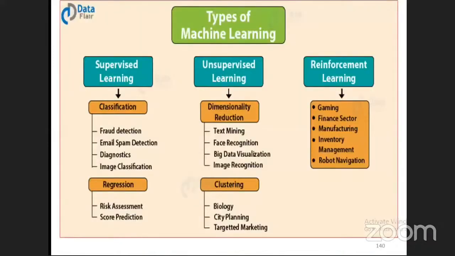Understood, all of you? Types of machine learning we are discussing. Supervised learning: what are the techniques? Classification, regression. In classification, we are using fraud detection, email spam detection, especially in Gmail, diagnostic, image classification. Regression: logistic regression, linear regression, non-linear regression, and risk assessment, score prediction, etc. In unsupervised learning: dimensionality reduction, text mining, face recognition, big data visualization, image recognition, etc. In clustering, we are using biology, city planning, targeted marketing. Reinforcement learning, especially gaming applications, we are developing with the help of reinforcement learning.